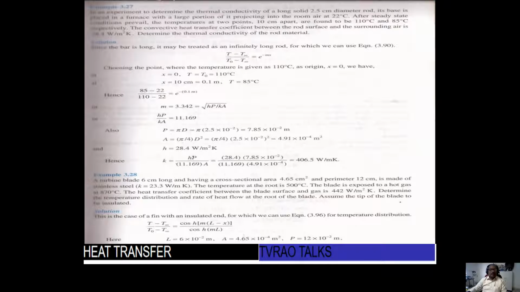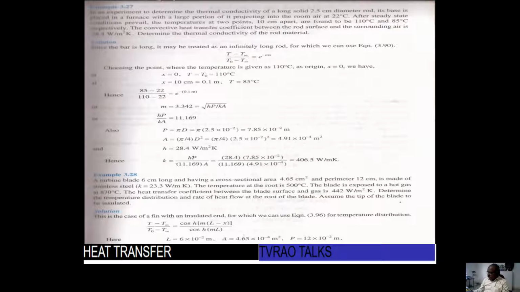Okay. So here there is a problem. Already last class we have discussed one problem, how to find out the heat transfer in a fin. Now we'll see another problem. In an experiment to determine the thermal conductivity of a long solid 2.5 centimeters diameter rod. So here he explained that it is a long solid rod. So long solid rod means you have to treat it as a long fin. And he has given a diameter of the fin.